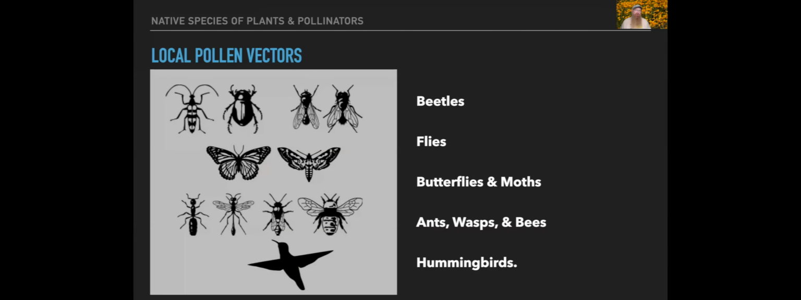Well, we have several local pollen vectors. We'll look at these ones here: beetles. We'll look at flies, butterflies and moths, ants, wasps, bees, and hummingbirds.